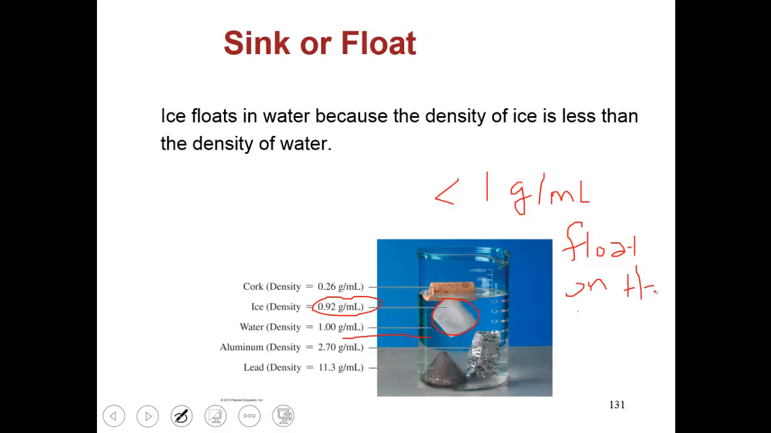on the water, H2O. You'll see cork here has a density less than the 1 gram per mil, and so cork floats in water also. But aluminum and lead have densities bigger or greater than 1 gram per mil, and so they sink. And so looking at the density of objects, we can determine whether or not they float or sink, at least in water.